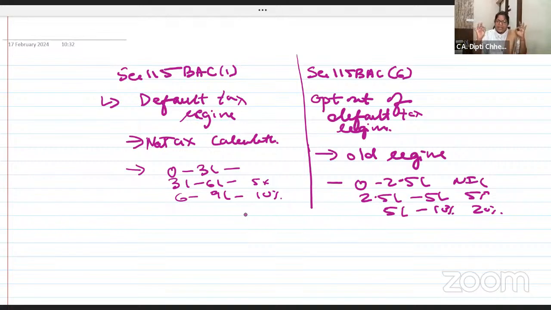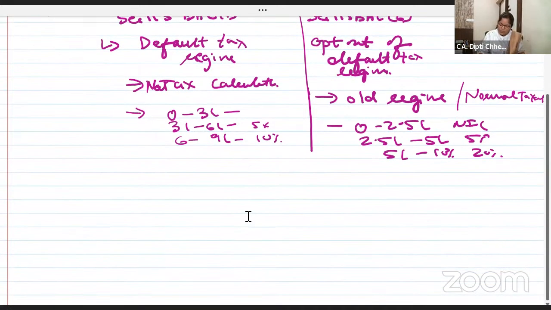Shall I repeat? In the exam, if they say the person has opted for the default tax regime, or nothing is given, do the default tax regime. Ma'am, you did not tell which option we have to select in the exam. Default tax regime. If they give that the person has opted for 115BAC, default tax regime, the 0 to 3 lakh one. But if they say 115BAC(6), it means he has opted out of the default tax regime. Or they will clearly say that he is going for the old regime, or some exams call it normal taxation, not the default taxation, which means your routine tax rates you have to follow.